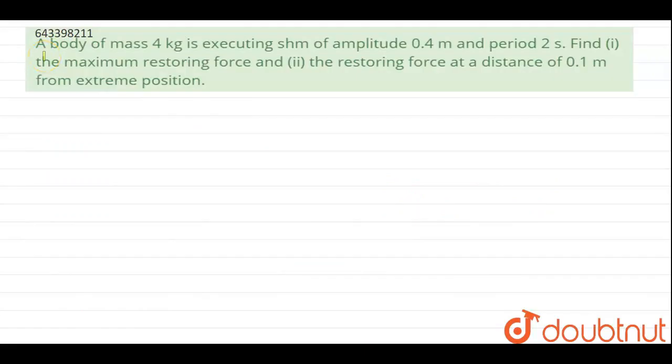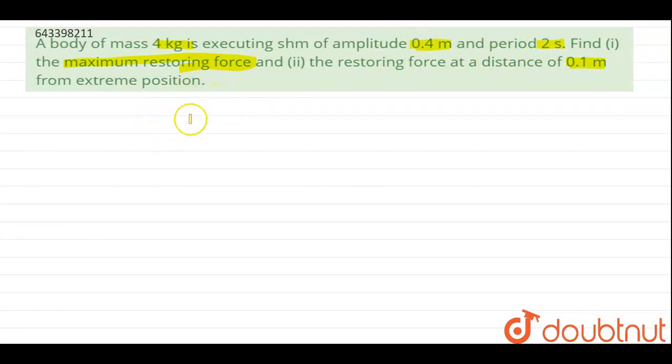A body of mass 4 kg is executing simple harmonic motion of amplitude 0.4 meters and period 2 seconds. Find the maximum restoring force and the restoring force at a distance of 0.1 meter from the extreme position.